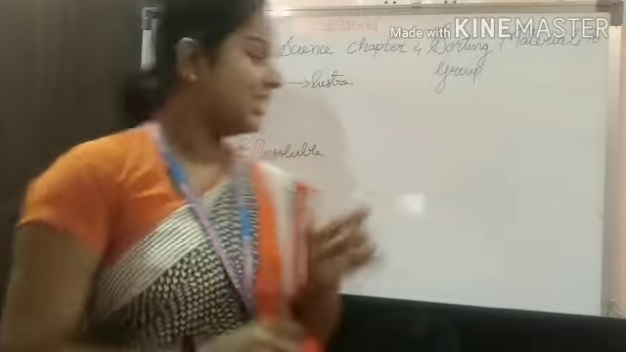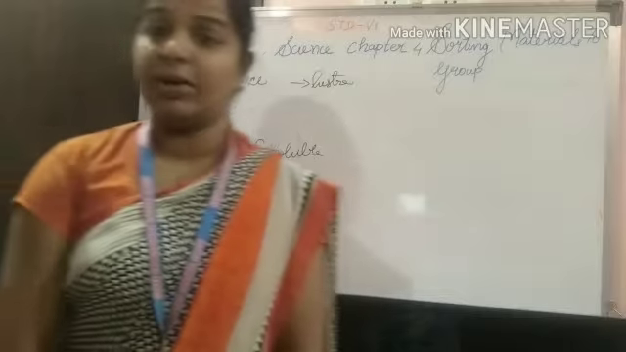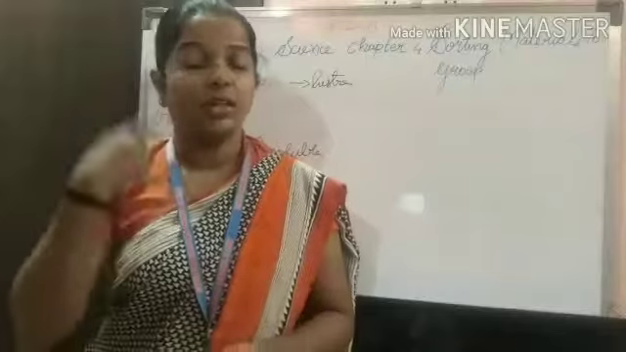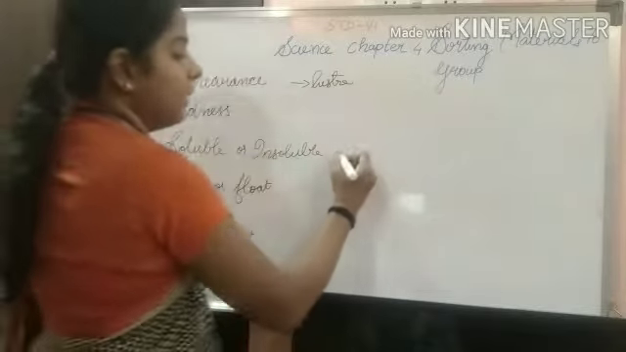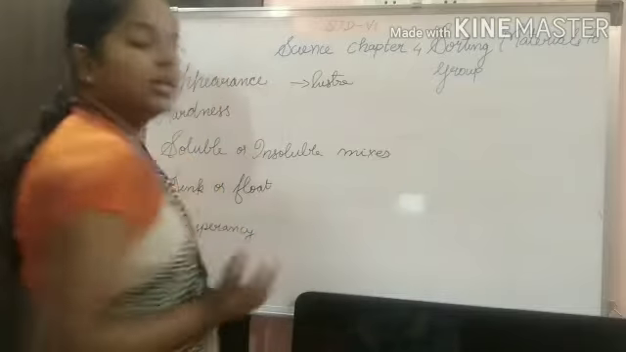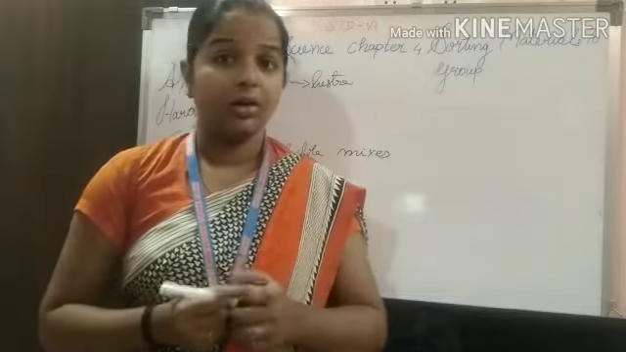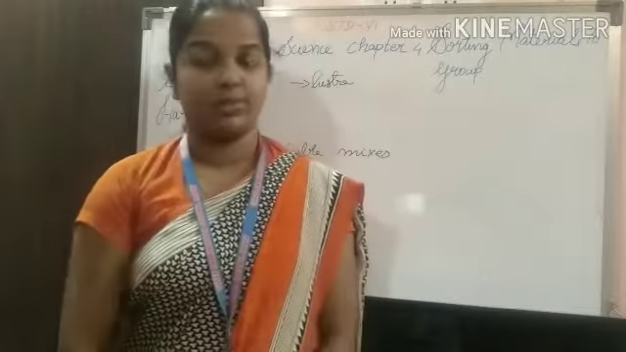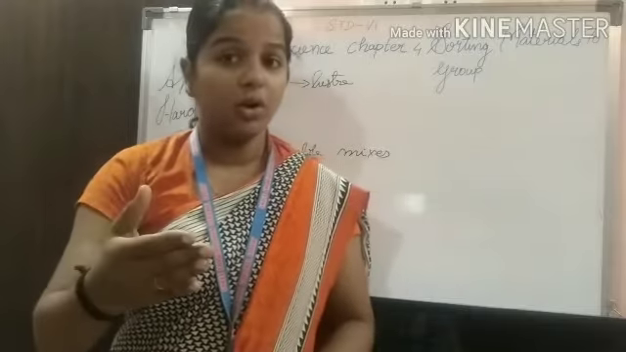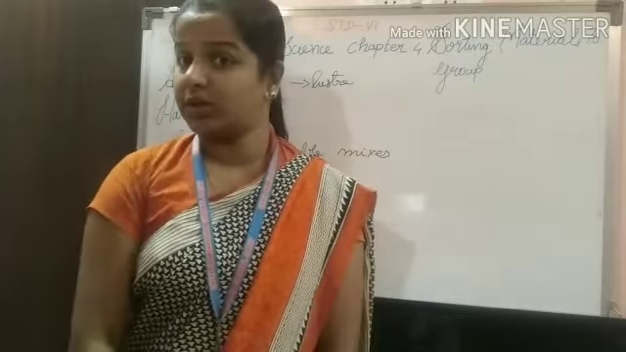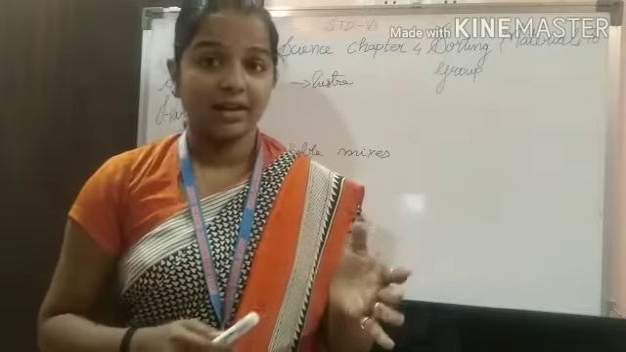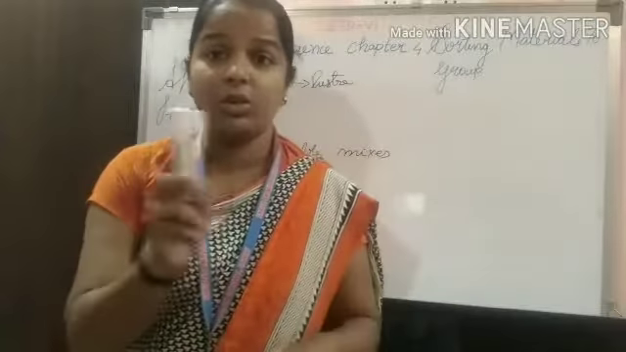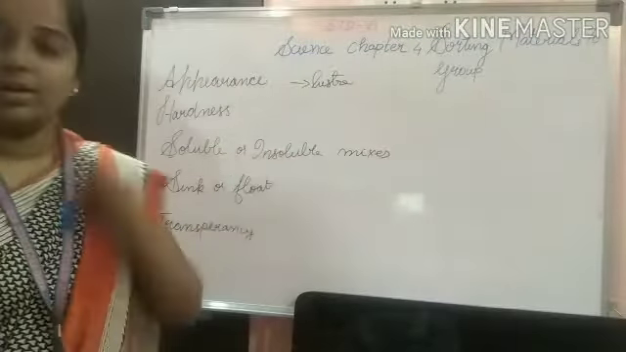Understand students? And next is soluble or insoluble. Soluble or insoluble. Soluble means dissolve. The substance that mixes with the water is called soluble substance. That substance that does not mix with the water is called insoluble substance. For example, salt and sugar, they are soluble in water. And in case of sand, if you take this much sand and put it inside the water, it won't dissolve. That is called insoluble substance.